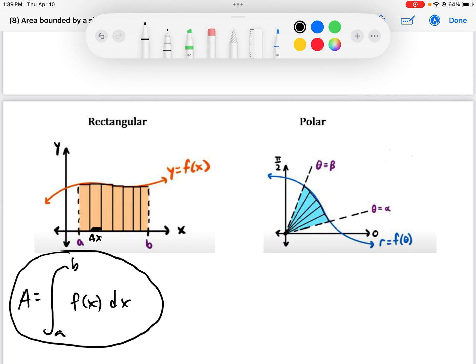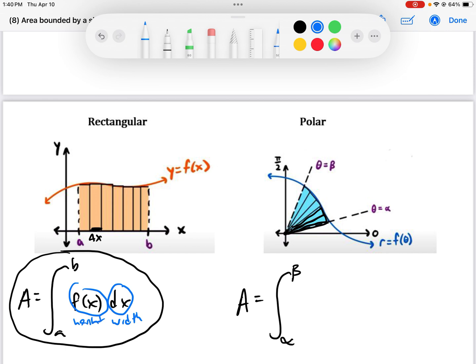So similarly with polar, I'm trying to find the area bounded by our polar curve. The limits of integration would be from alpha to beta. It's like a to b. And this time, I'm adding up an infinite number of sectors. Over here, I was adding up an infinite number of rectangles where this was my width and f of x was my height.